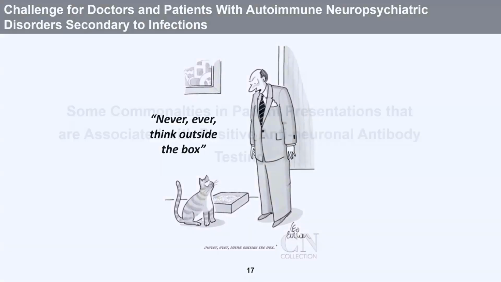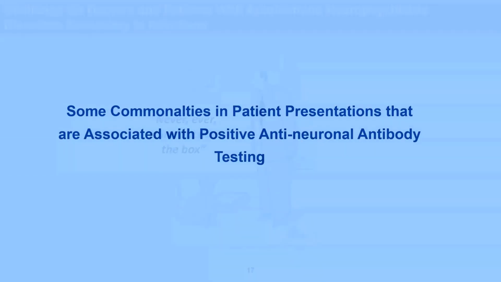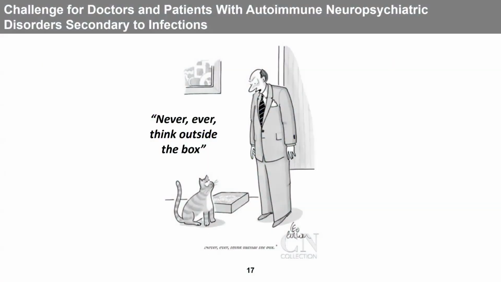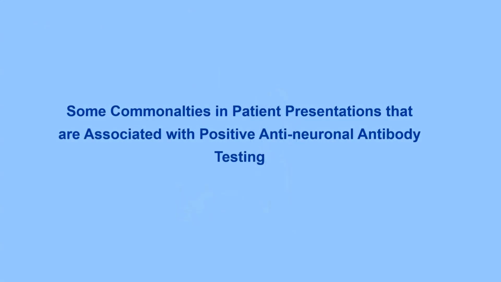Well, as I mentioned, history does show us that this is the case, and these medical models are a good indicator of what we can help to understand so that we can develop better diagnoses and better treatments for these patients. So I'm going to move to some commonalities in the patients that we find. What are their symptoms, and what symptoms tend to be associated with positive anti-neuronal antibody testing in our panel?